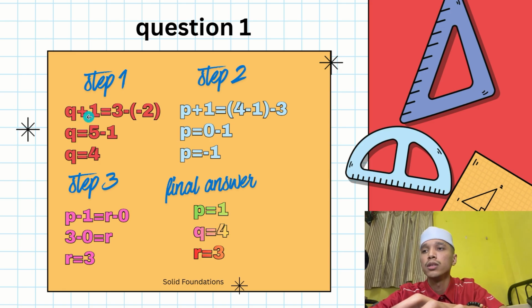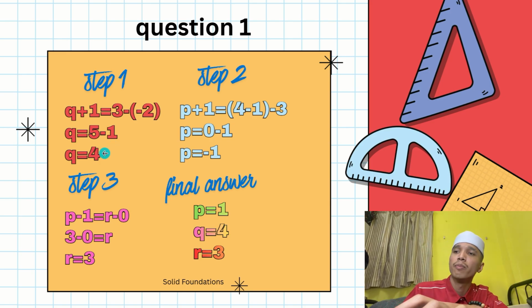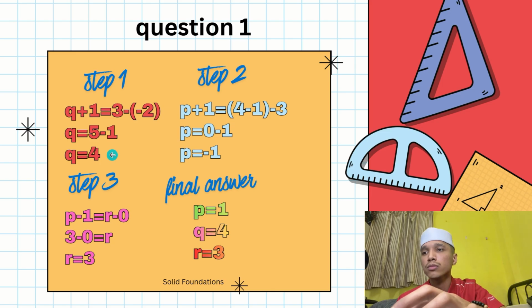we find the value of P by comparing the relevant elements. We obtain the equation P plus 1 equals 4 minus 1 minus 3. This simplifies to P plus 1 equals 0. So P equals negative 1.